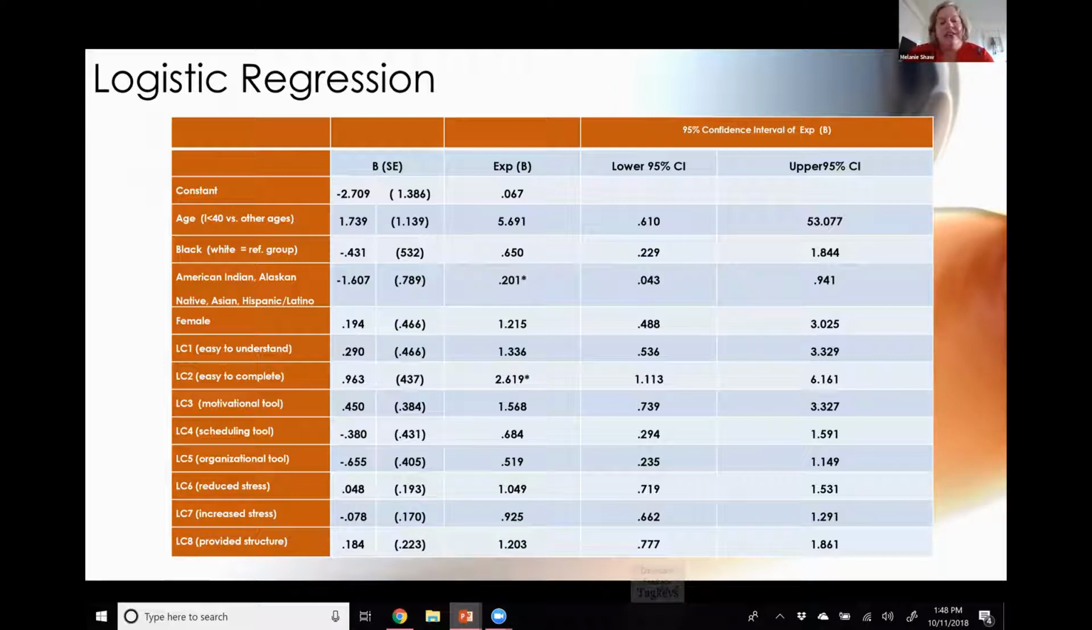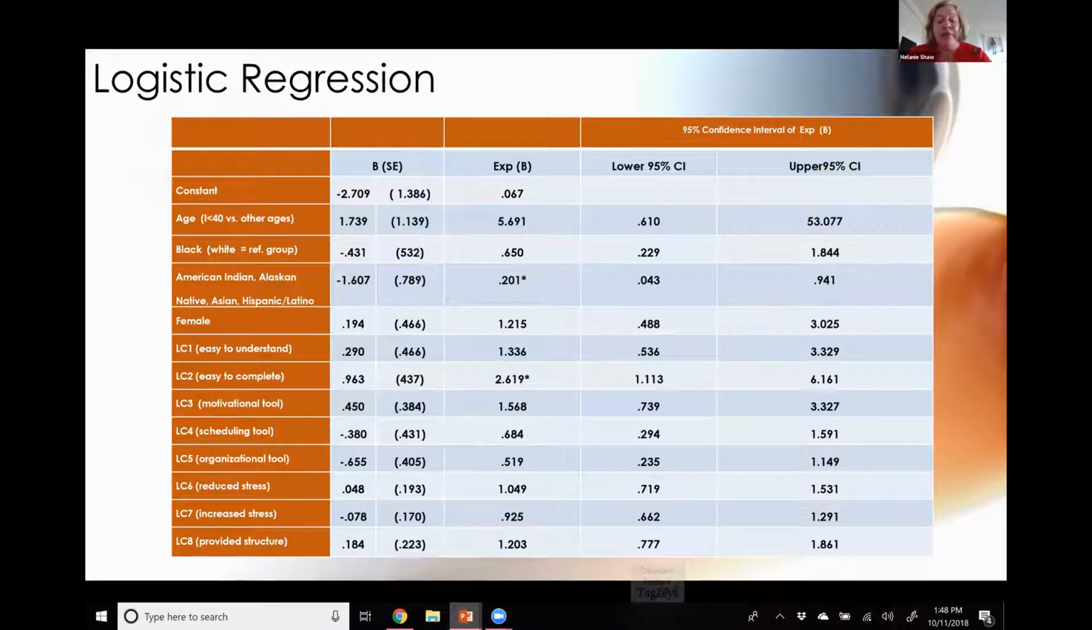So you can see here that there are two significant predictors in the logistic regression model, one demographic variable and one learning contract variable. The significant beta for one of the dummy-coded race variables, which was other, which included American Indian, Alaska Native, Hispanic, Latino, or Asian, indicates that being neither white nor African American indicates a negative relationship between being a member of one of those ethnic or racial groups and finishing the program.